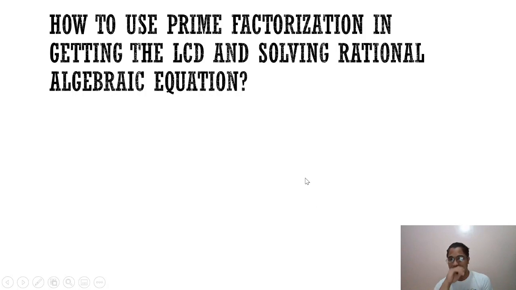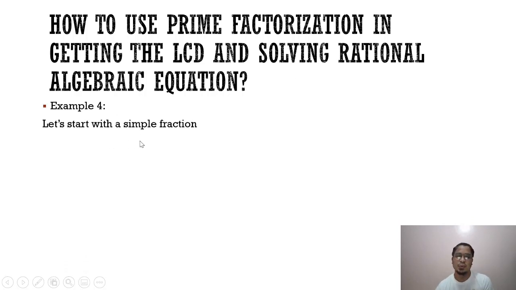If you notice, mga anak, the reason why I started with prime factorization, yun mismo yung gagamitin natin para makuha po yung LCD. Tapos, pag nakuha na natin yung LCD, maaayos na natin yung rational algebraic expression or equation. Mas maliwanag siguro if we will be using this example.